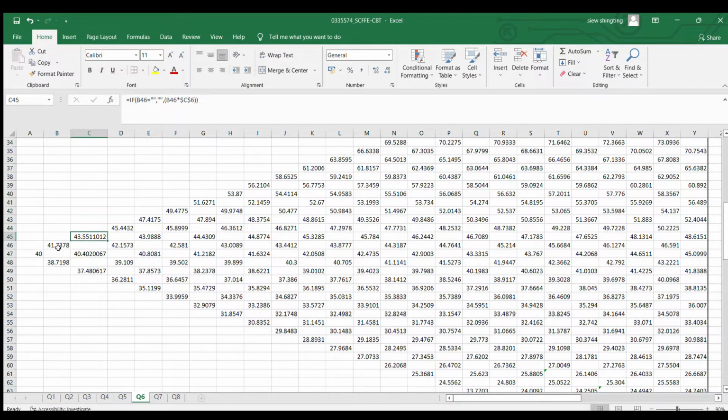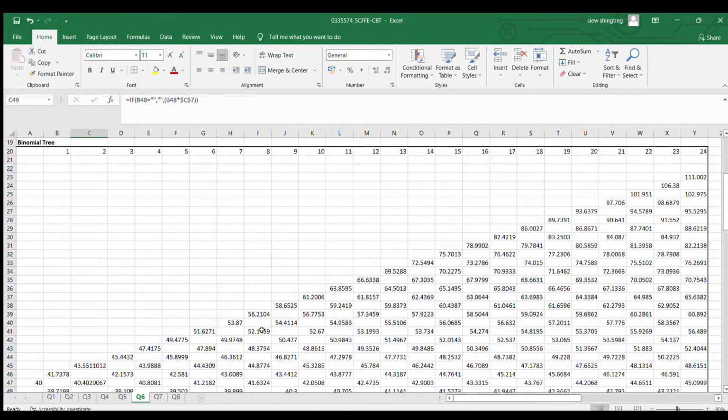Here also, it is period 1 times u, and period 1 times d. All of it just uses the same formula but with the different u and d.